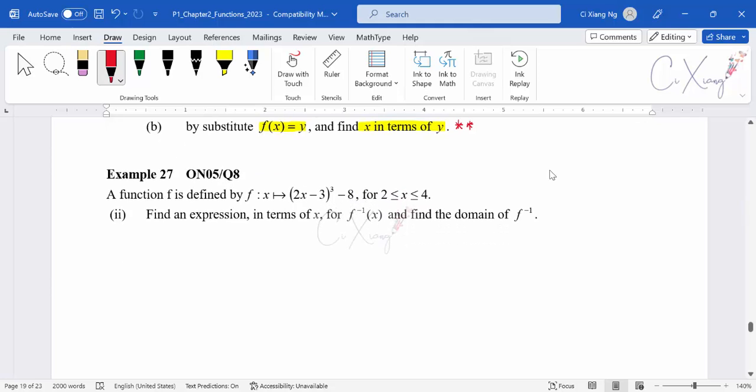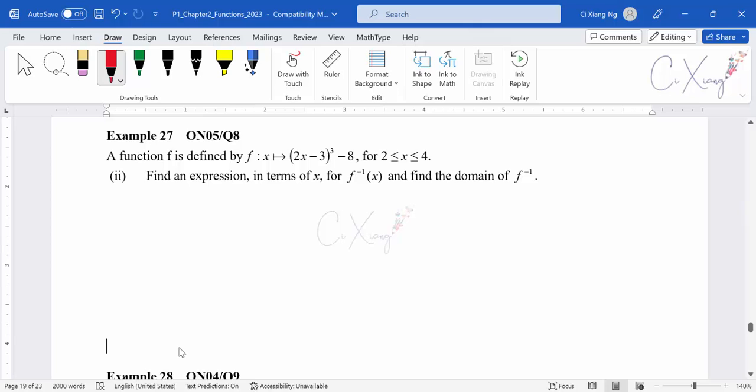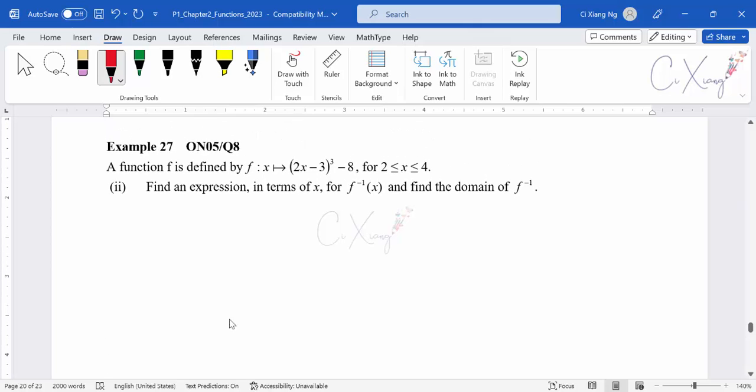Let's have a look at some examples. We will start with example 27 first. A function f is defined, with the domain given from 2 until 4. They want us to find an expression in terms of x for f inverse and find the domain of f inverse. When they ask us to find the inverse function, most of the time it is already a one-to-one function, so you don't need to purposely go and check anymore. But if you want to do it for better understanding, of course you can. When they ask us to find the inverse function, they already set the question to be a one-to-one function.